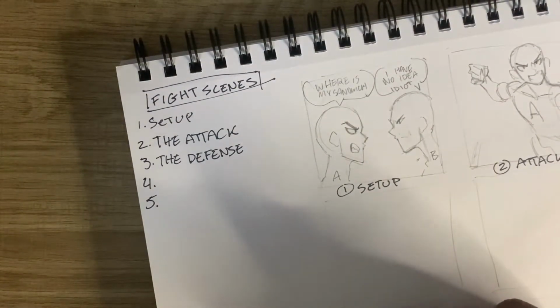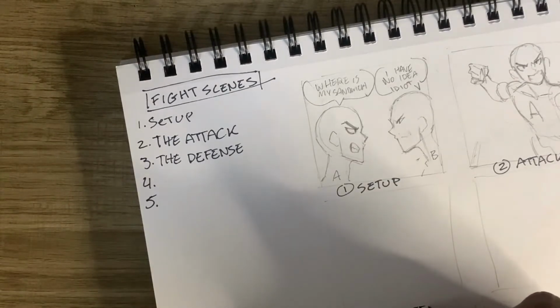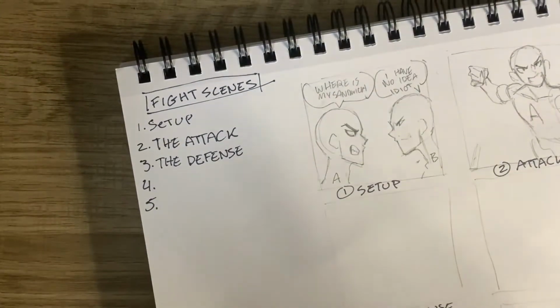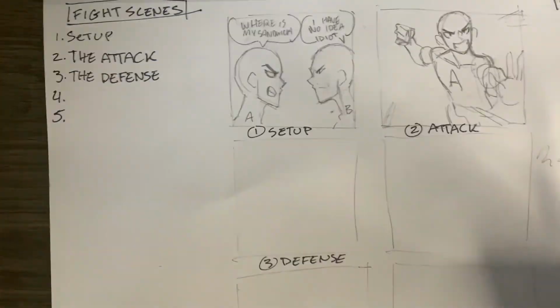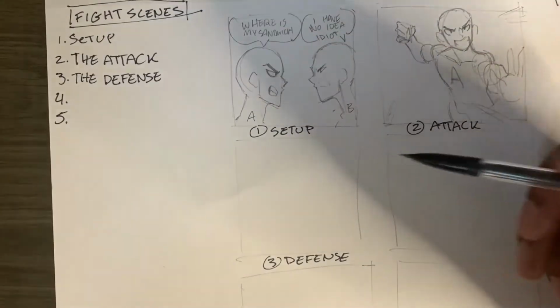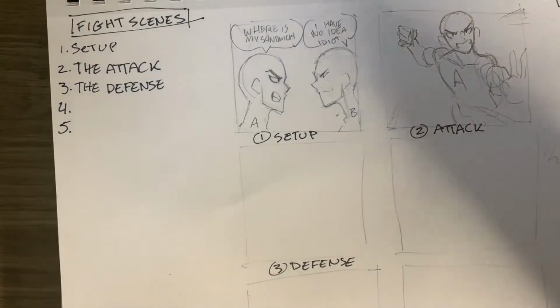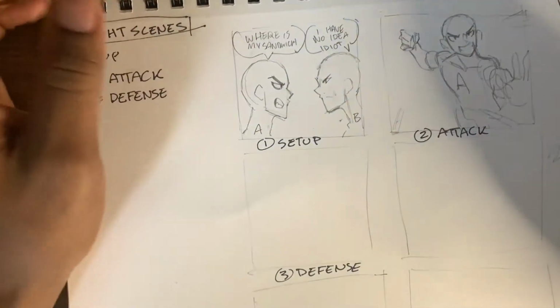Three, defense. And so usually in step 3, in the defense stage of the fight, character B is either going to dodge the attack or block it somehow.